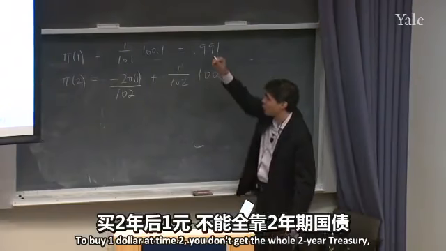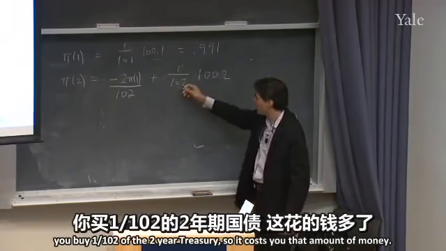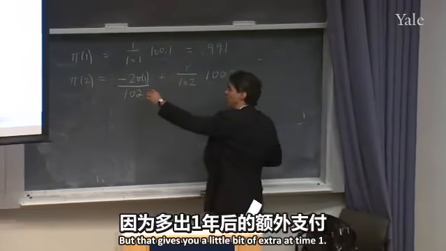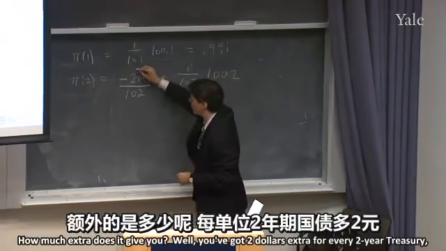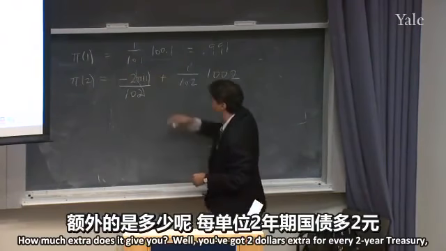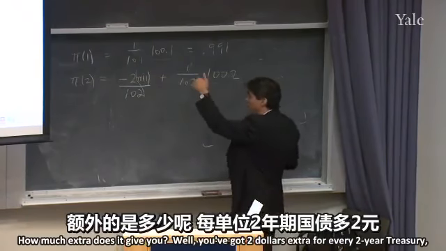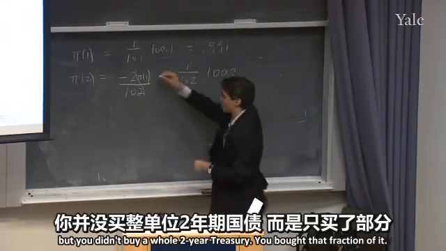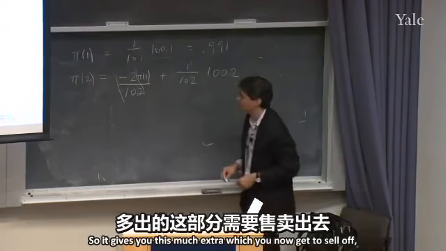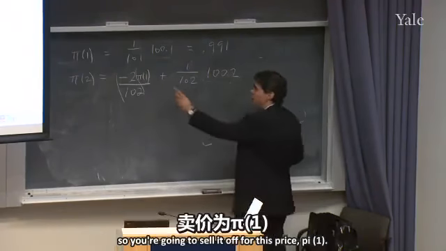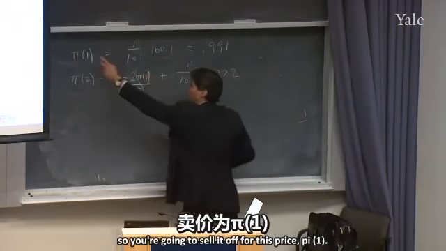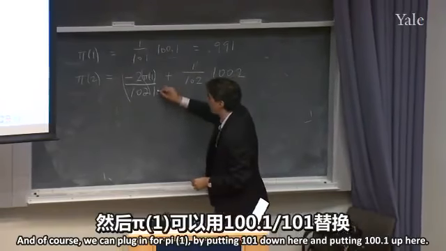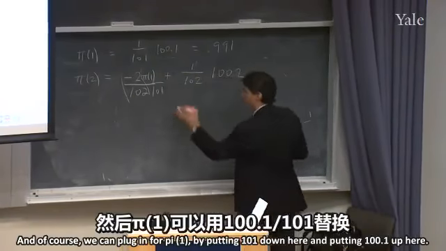You don't get the whole 2-year treasury. You buy 1/102nd of the 2-year treasury, so it costs you that amount of money. But that gives you a little bit of extra at time 1. How much extra does it give you? Well, you've got $2 extra for every 2-year treasury, but you didn't buy a whole 2-year treasury. You bought that fraction of it, so it gives you this much extra, which you now get to sell off. So you're going to sell it off for this price, pi 1. And of course, we can plug in for pi 1 by putting 101 down here and putting 100.1 up here.